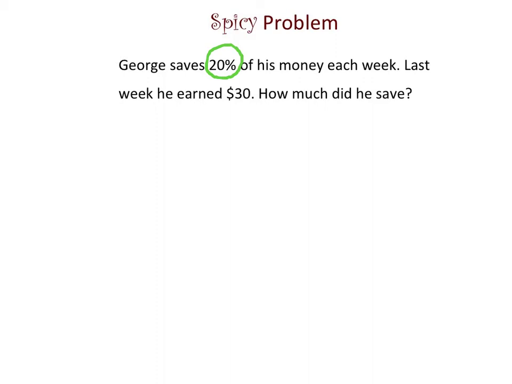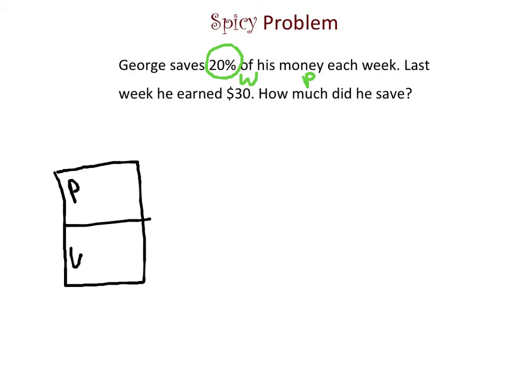So last week he earned $30. That's the whole. That's how much total he earned. And what we're looking for is how much he saved. What part did he save? To solve this, I'm going to set up a ratio, and it's a part to a whole, and I'm going to put some labels in here so I know what I'm dealing with. I know that the whole is his total money, and the part is the money he saved. So I'll put an S for saved money.